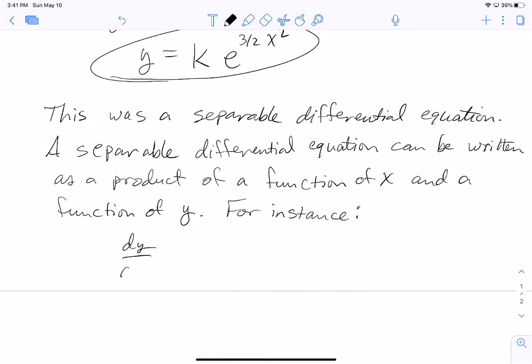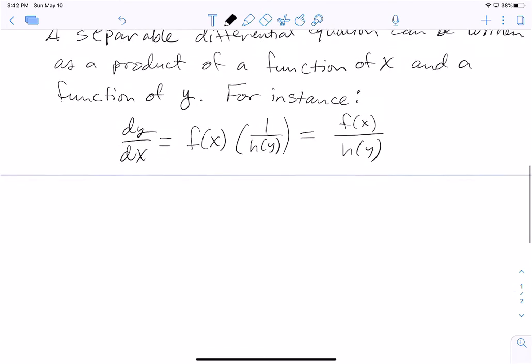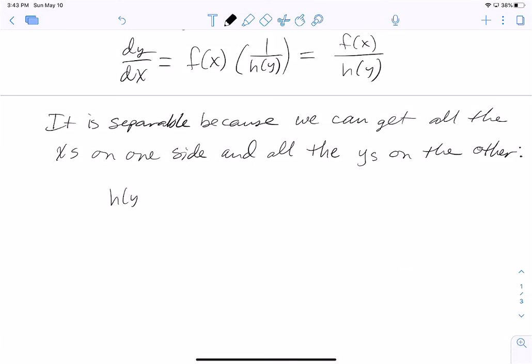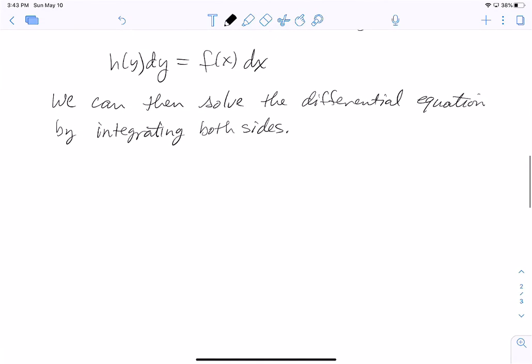For instance, dy/dx is equal to f of x times 1 over h of y, which you might also see as f of x over h of y. And it's separable because we can get all the x's on one side and all the y's on the other, like we just did. So here we'd have h of y dy would be equal to f of x dx. We can then solve the differential equation by integrating both sides. The integral of h of y dy would be the integral of f of x dx.